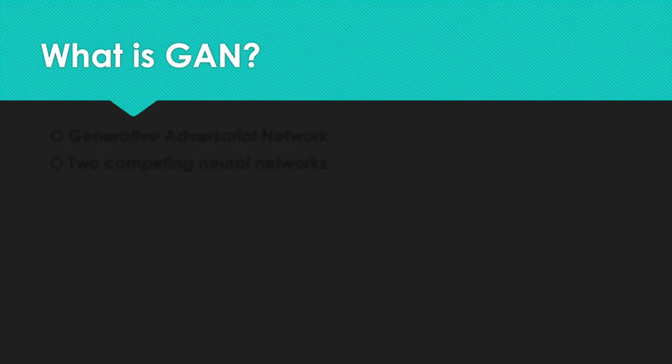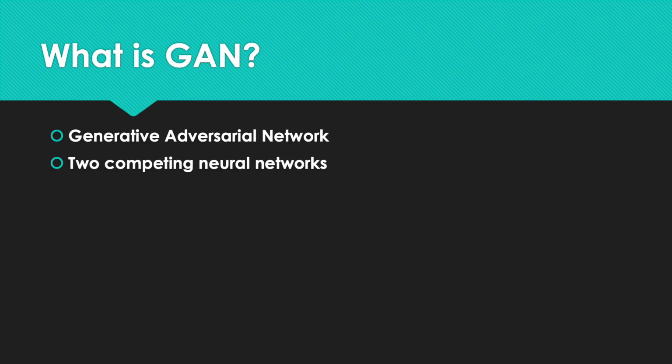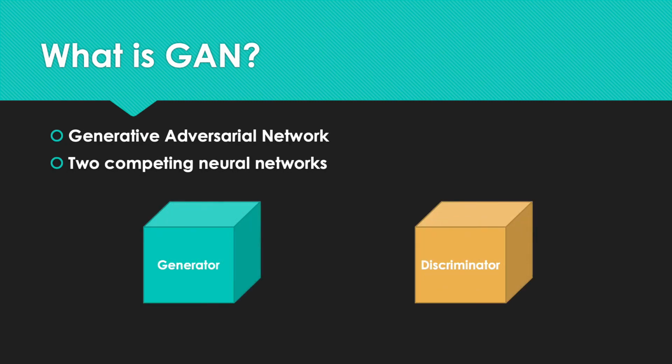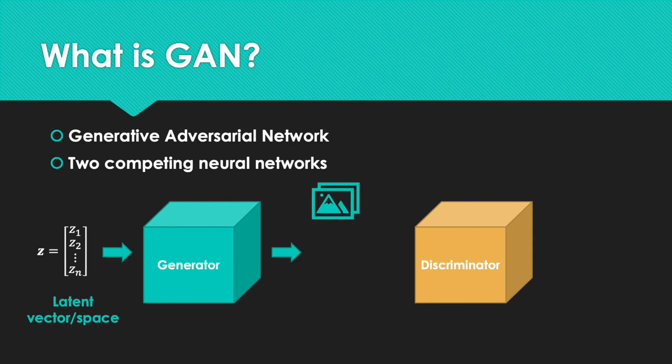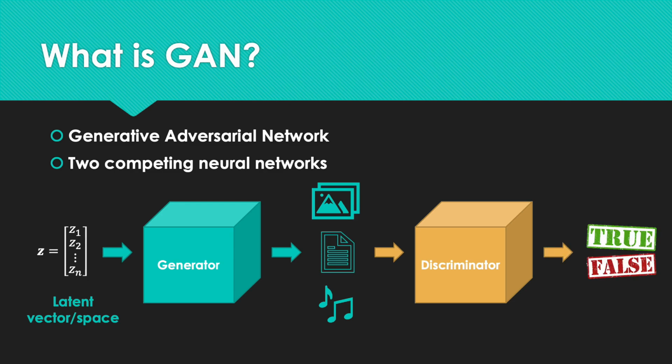Before we get into the detailed workflow of our method, I'd like to introduce GAN first. Its full name is Generative Adversarial Network. It comprises two competing neural networks, namely a generator and a discriminator. The generator takes random latent vectors Z as inputs and outputs various types of objects such as images, texts, and music. The discriminator takes the objects as inputs and predicts the probability of the inputs to be real objects.